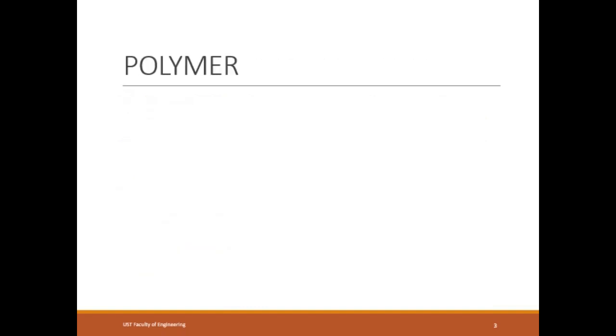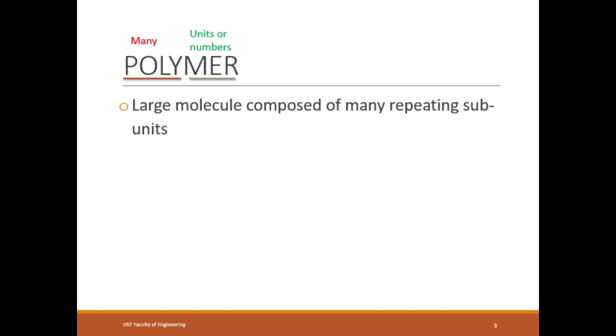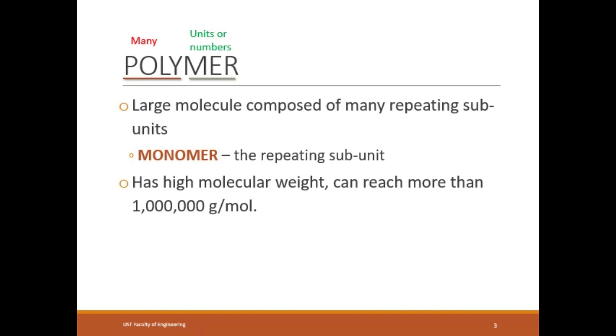For our first type of material, we have the polymer. Polymer, from the two words poly meaning many and mer meaning units or number, is a macromolecule which consists of many repeating units which are called monomers. Since polymer is a macromolecule or large long chain molecule, we expect that it has a high molar mass that could reach more than 1,000,000 grams per mole.